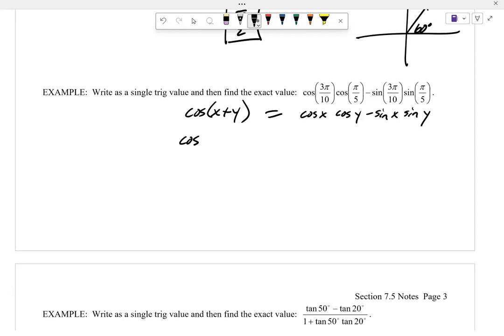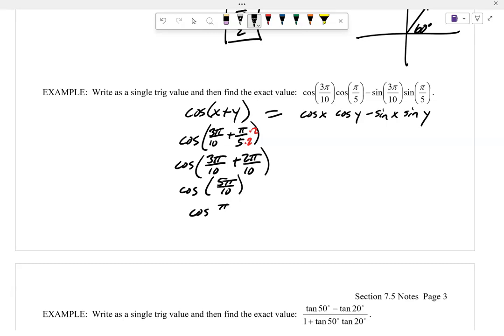So we have cosine, because again, I don't have a 3 pi tenths or a pi fifths on my unit circle, right? 3 pi tenths is my x, pi fifths is my y. Let's get a common denominator, so times 2 times 2, so 3 pi tenths plus 2 pi tenths is 5 pi tenths, which is pi over 2. So then I'm just finding the cosine at pi over 2, which of course is just 0, the x value there. Okay.